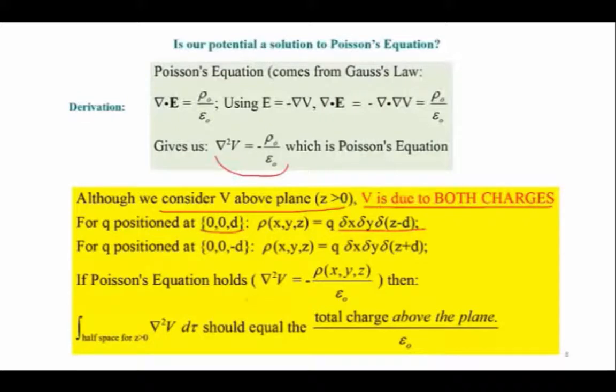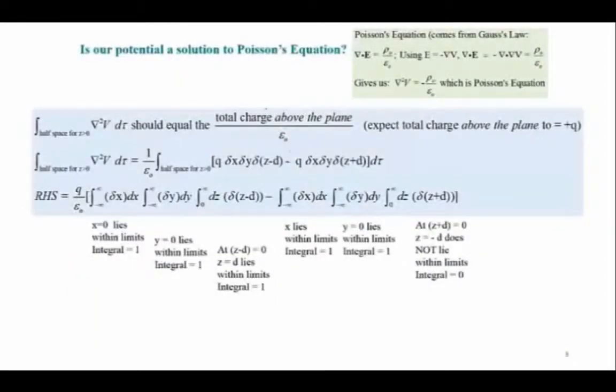If Poisson's equation were to hold, then if we integrate both sides, the integral of the Laplacian of V should equal the total charge above the plane divided by epsilon 0. So if that potential is going to hold for positions above the plane, then we should be able to prove that Poisson's equation is valid by integrating this side of the equation to see if we get the total charge above the plane divided by epsilon 0. That's where we use our delta functions.